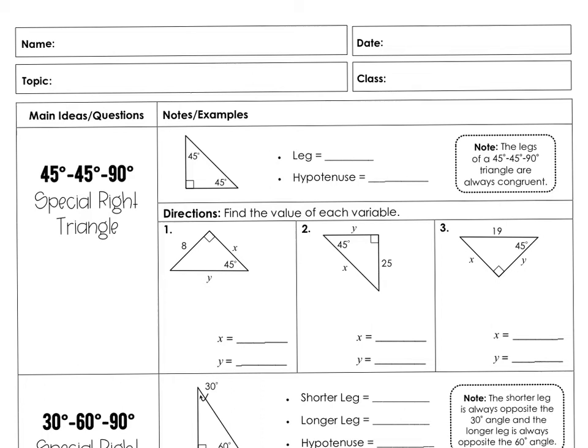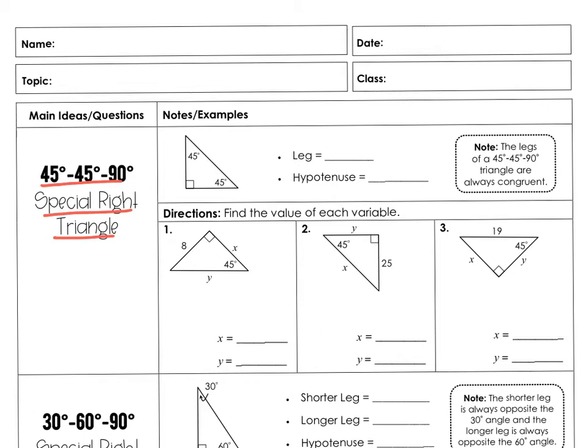Good morning. We're going to split this set of notes up into 3 different sections. So you're going to need the same note sheet for 3 different days. First day, we're going to do 45, 45, 90 special right triangles. What a special right triangle does is help us find the leg and the side lengths when you only have one, based on angle measure.